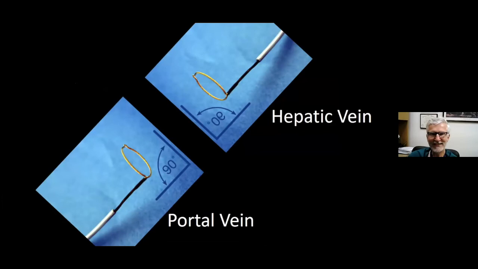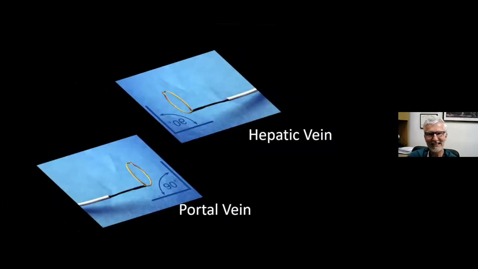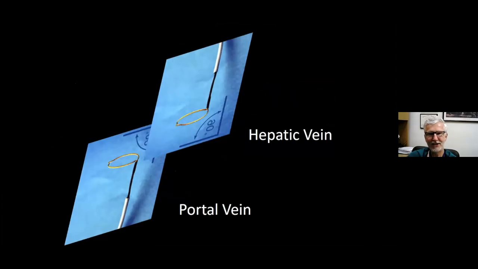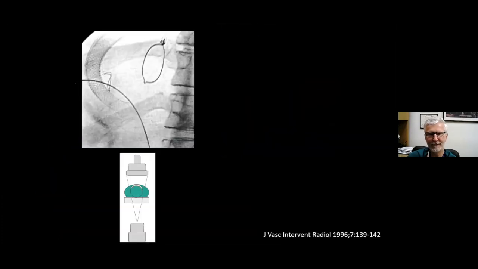So there's our two snares. You want to get them closer together, and you're going to look at different obliquities, trying to make those two snares overlap each other, all right? And in Ziv Haskell's publication from 1996, he shows you this picture here where they're looking on the AP projection. Here's the snare in the portal vein. Here's the snare in the hepatic vein.